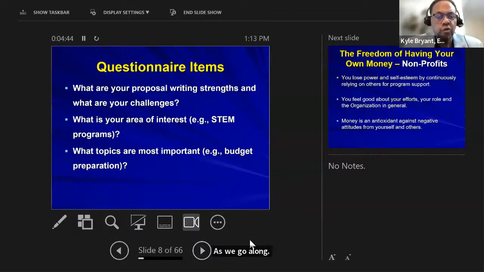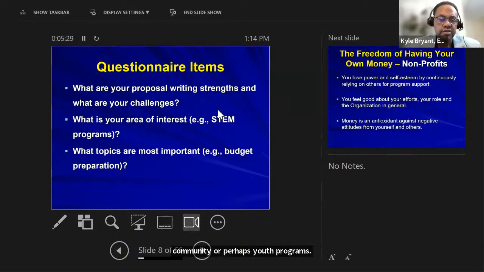So some general questions for you to consider are, first, give some thought to what are your proposal writing strengths and what are your challenges, if you've ever asked yourself that question. And what is your area of interest? Say, for instance, are you interested in the science, technology, engineering, and math programs for a school if you're an educator? Are you interested in, say, developing a workforce development program for your community? Or are you interested in a specific niche community like the elderly because you need services for the elderly in your community? Or perhaps youth programs?